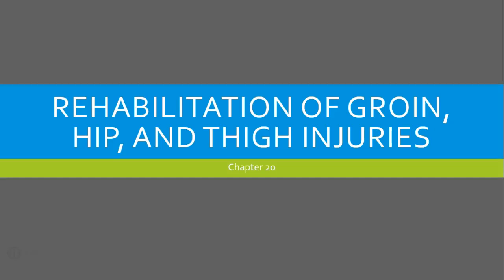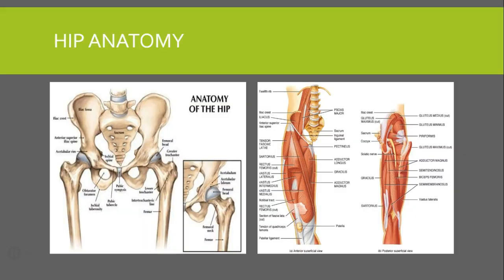This is Chapter 20, Rehabilitation of Groin, Hip, and Thigh Injuries. The first slide contains diagrams of the bony and contractile tissue of the hip.